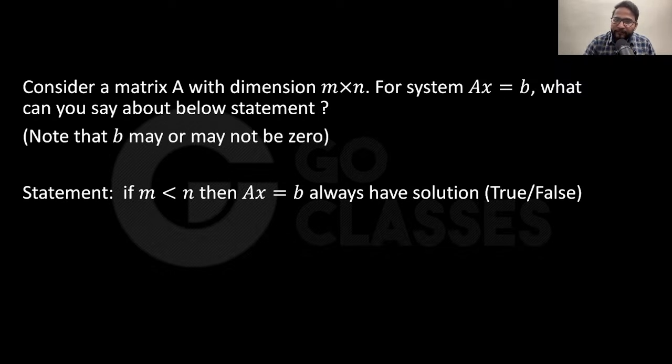Consider a matrix A with dimension m cross n. For a system Ax equal to b, what can you say about the below statement? So they're saying there is a matrix A with dimension m cross n. Then they're taking a system, system means Ax equal to b. What can you say about the below statement? Note that b may or may not be 0. If m is less than n, let's suppose we take values 2 and 3, then Ax equal to b always has some solution. What do you think? 2 3 means 2 into 3, 2 rows and 3 columns, right?